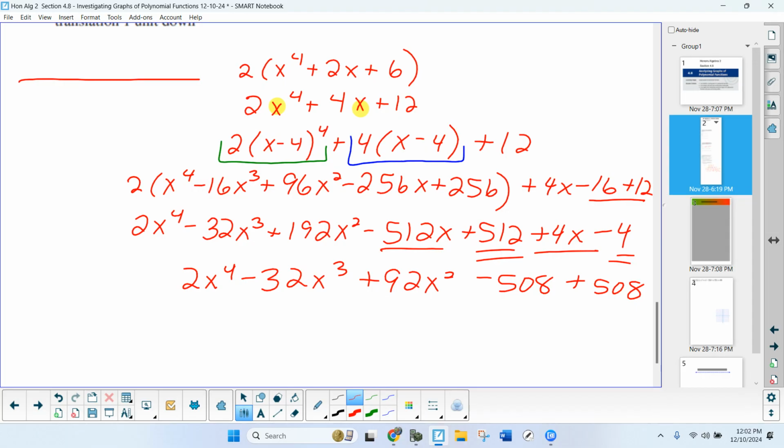So, again, don't forget about Pascal's triangle. Use it. Use it. That one was tough. What other ones were tough? Anything else?